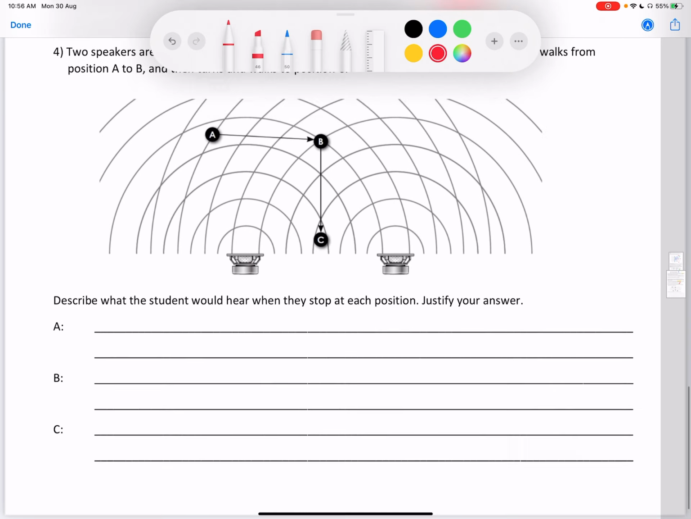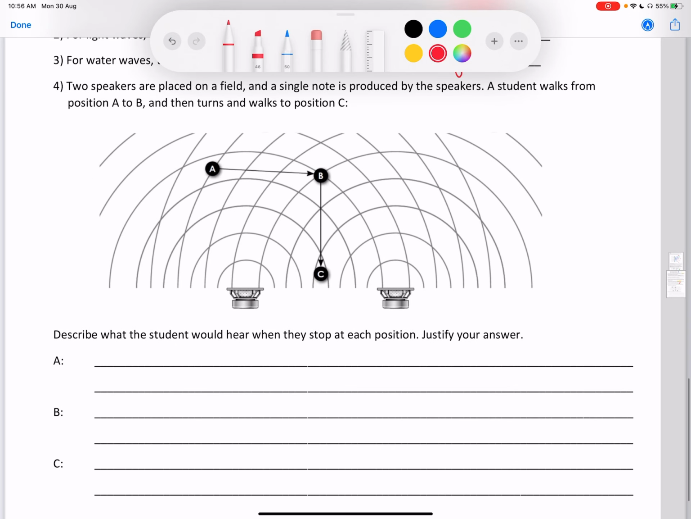Let's look at 4 down here. We've got 2 speakers producing a note, and they're interfering, producing an interference pattern. We're quite familiar with this by now. Now we want to look at each of these positions, A, B, and C, and try and justify why we're hearing what we're hearing from these speakers. For A, we'll call this the left one, and this is our right speaker.